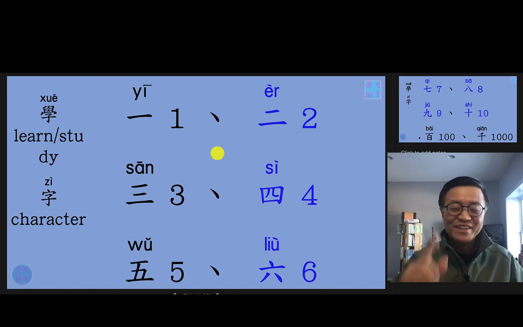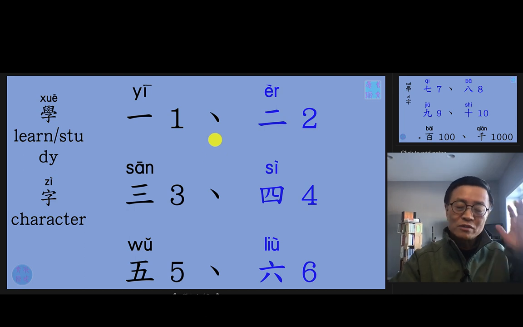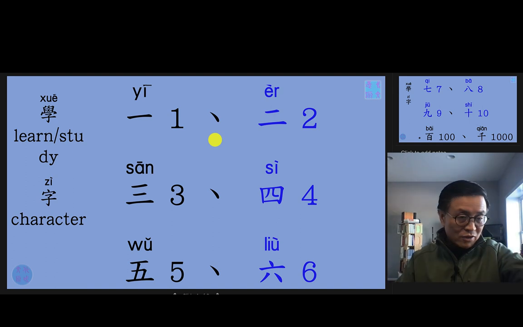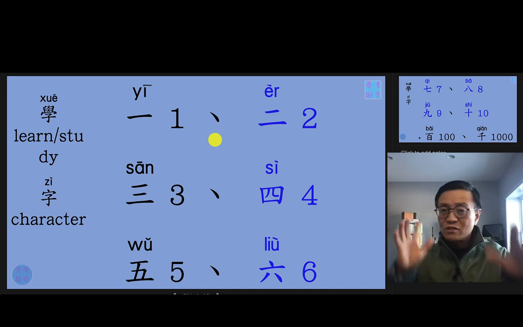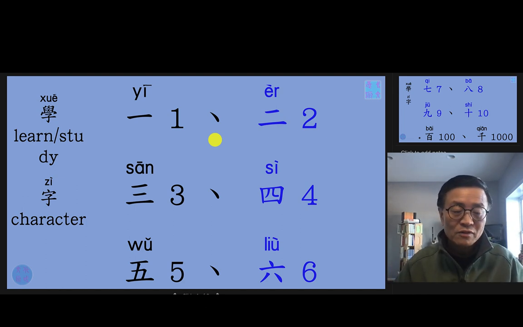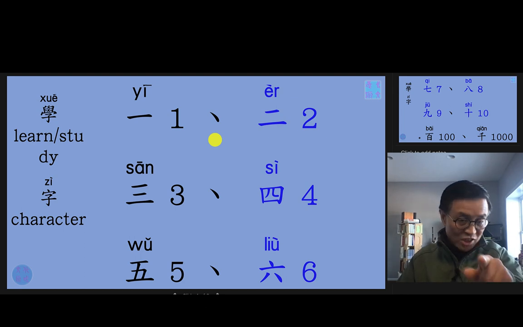Why is it 到? We'll explain later, okay? For now, just get familiar with the Chinese pronunciation and characters. Someday you will hear it, you'll see it, okay?